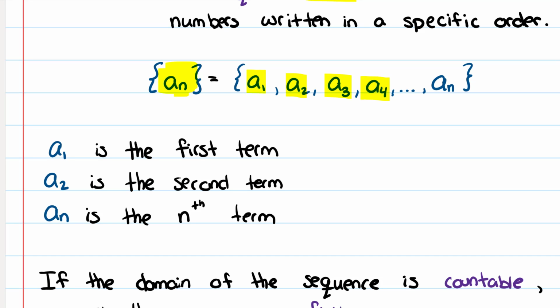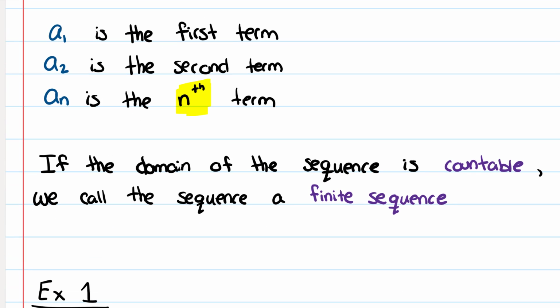A sub 1 is the first term, A sub 2 is the second term, and A sub n is the nth term. So if there are 50 numbers in a sequence, then A sub 50 would be the 50th term. A sub n is a number of terms in a sequence. And if the domain of the sequence is countable, we call it a finite sequence. So if we can say there are 30 numbers in the sequence, it's a finite sequence. Later, we're going to see sequences that are infinite, that have an infinite number of terms.